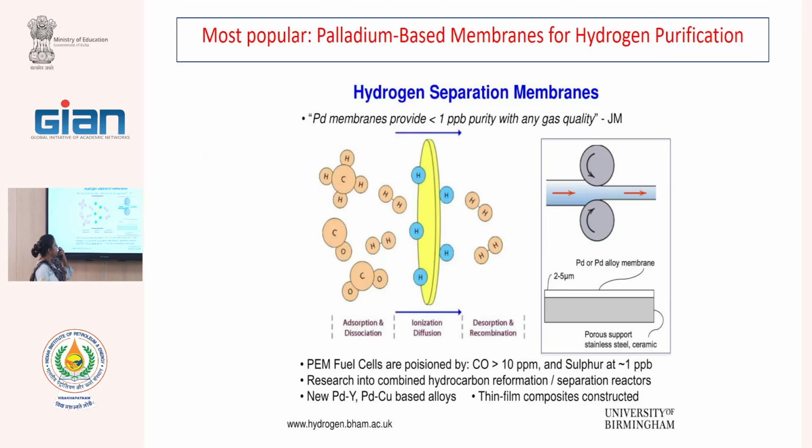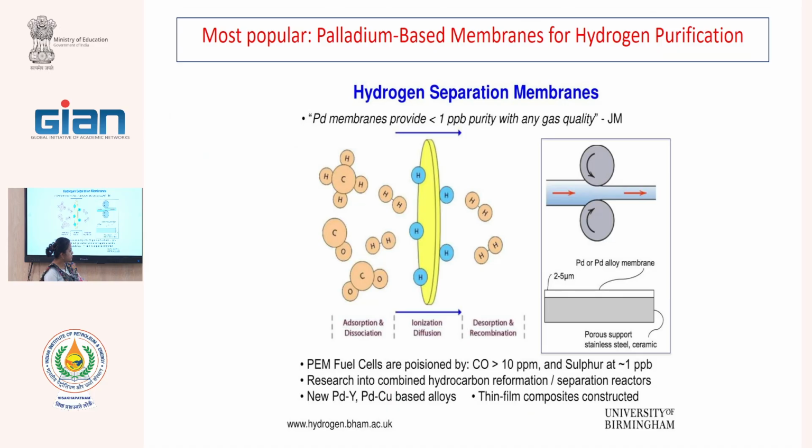Now, let us see a little bit. This thing I already told you: when the membranes are selectively transporting hydrogen molecules, they go through adsorption and dissociation first. This is a mixture of CO2, CO and hydrogen. When they get in contact, adsorption happens and dissociation happens, meaning H happens.